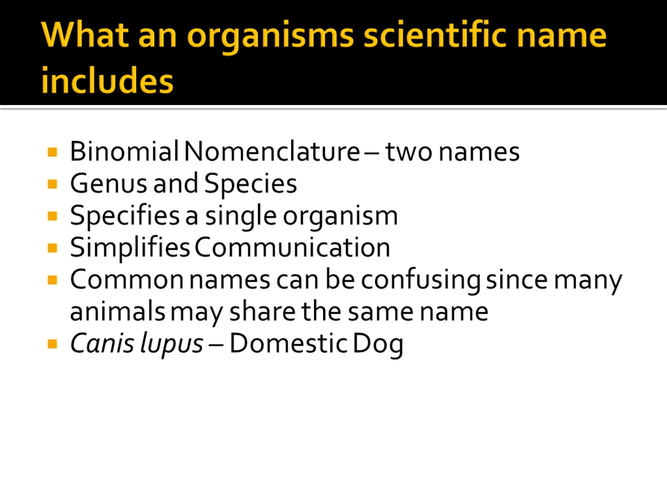So like the dog, it's always Canis lupus. Don't have to worry about it. You go over to Germany, it's Canis lupus. Japan, Canis lupus. United States, Canis lupus. Makes it much, much easier for us. The same thing, for example, with the bullfrog. It's Rana catesbeiana. It's always the exact same name in every situation.